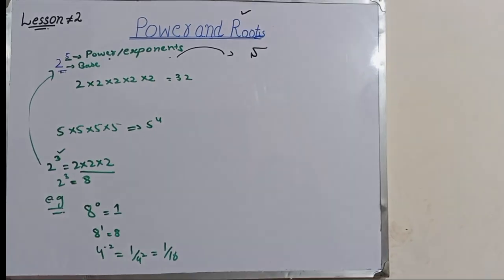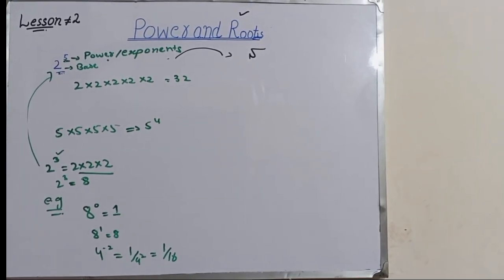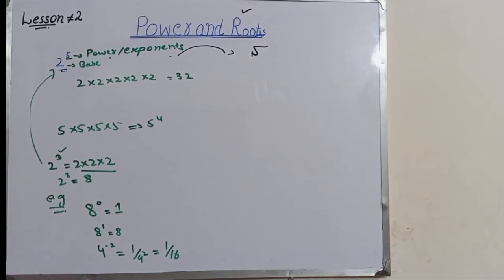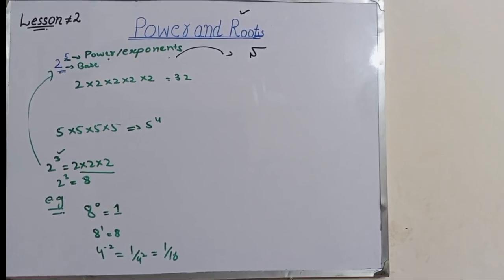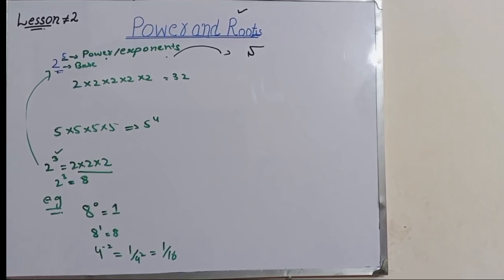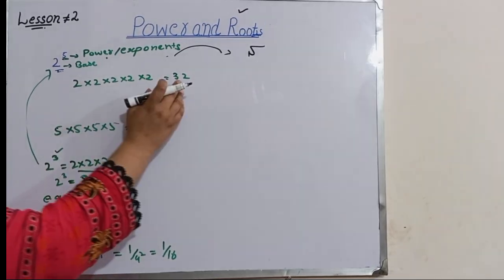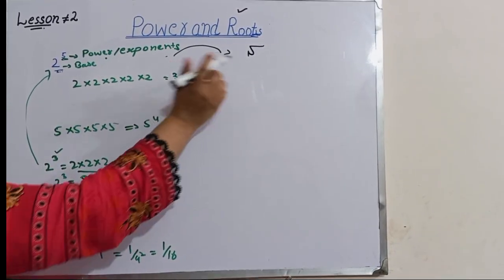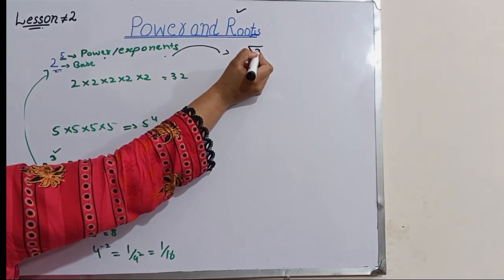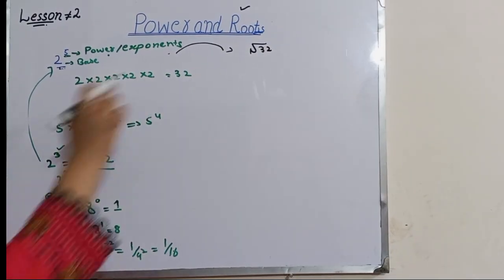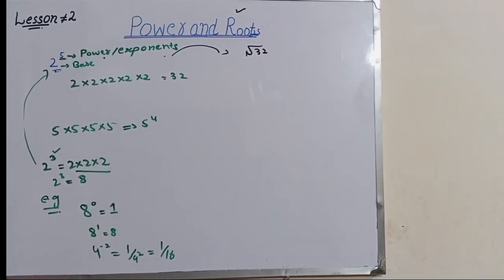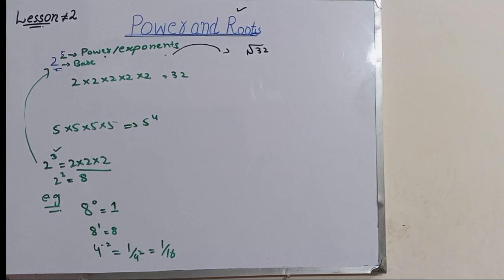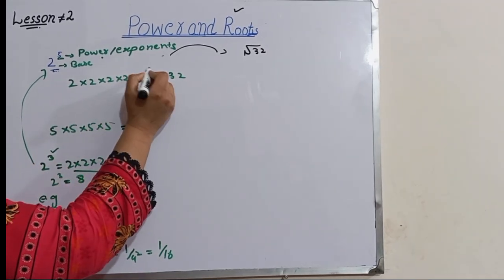But when we use roots, what will we do? We start with the answer and try to figure out which number was multiplied by itself to get the answer. Just like there is a 32. So in this root, we figure out which number was multiplied by itself to get the answer.